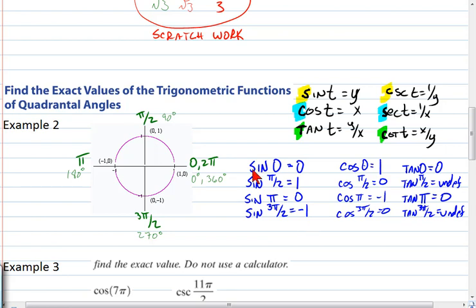What is cosecant of 0 going to be? Undefined, because the reciprocal of 0 is undefined. What is cosecant of pi over 2 going to be? 1. Cosecant of pi? Undefined. Cosecant of 3 pi over 2? Negative 1. You got the idea?